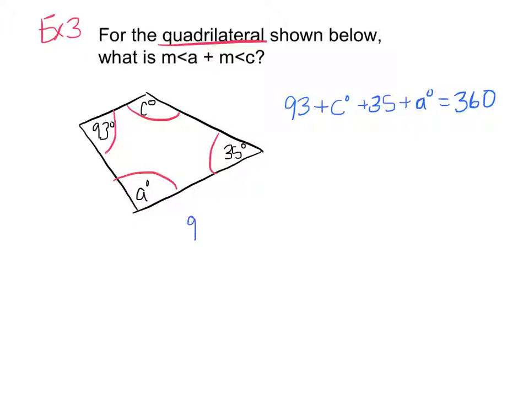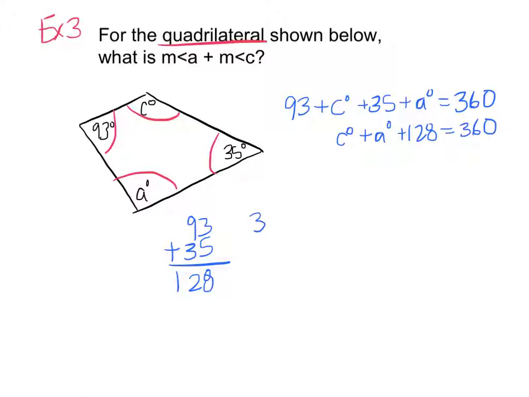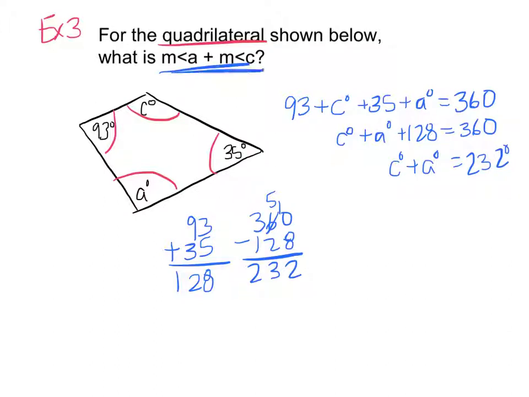Now, 93 plus 35, let's go ahead and combine like terms. That's 128. So angle C plus angle A plus 128 equals 360. If you subtract 128 from both sides, let's go ahead and subtract. I'm going to borrow from here. 10 minus 8 is 2, 5 minus 2 is 3. That's 232 degrees. So angle C plus angle A is 232 degrees, which is precisely what they were asking for. So this is actually our answer.